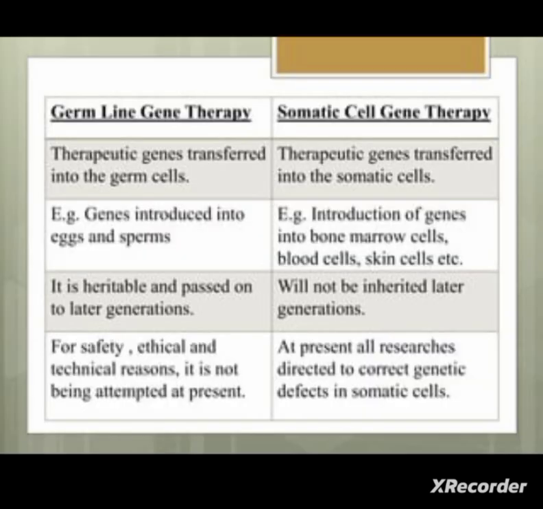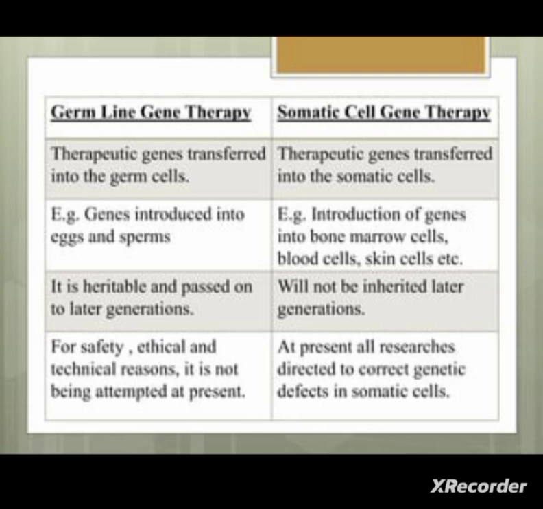There are two types of gene therapy. First, germ-line gene therapy. Second, somatic gene therapy. In germ-line gene therapy, therapeutic genes are transferred into germ cells, that is eggs and sperm. It is inheritable and passed on to later generations. For safety purposes, we are not using germline gene transfer.